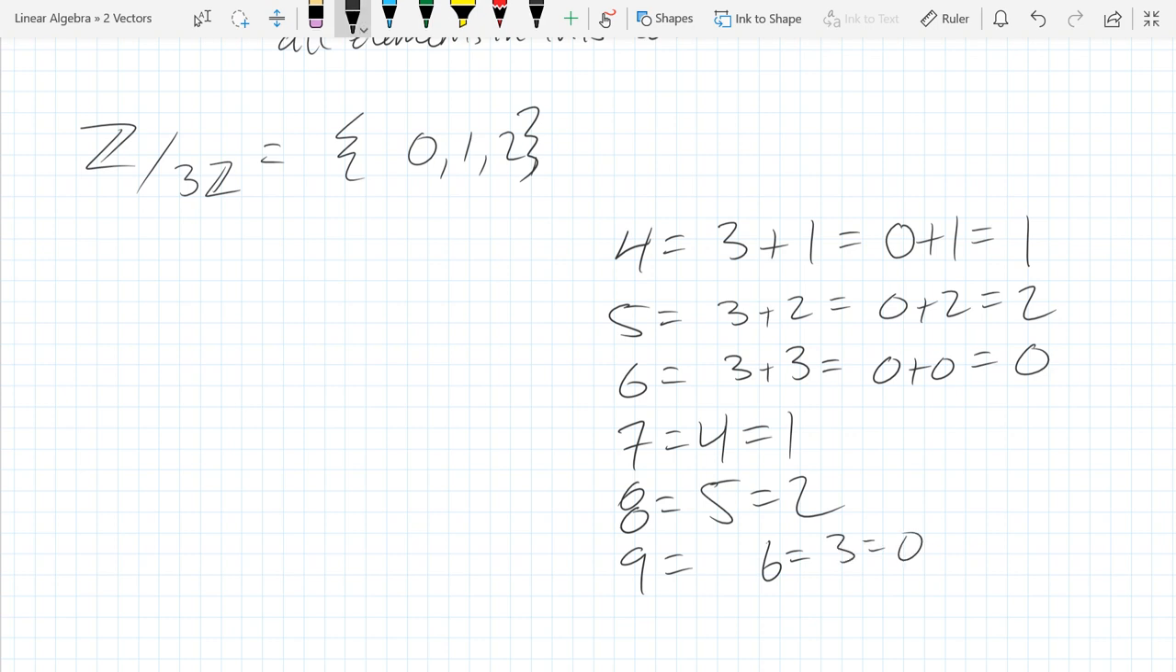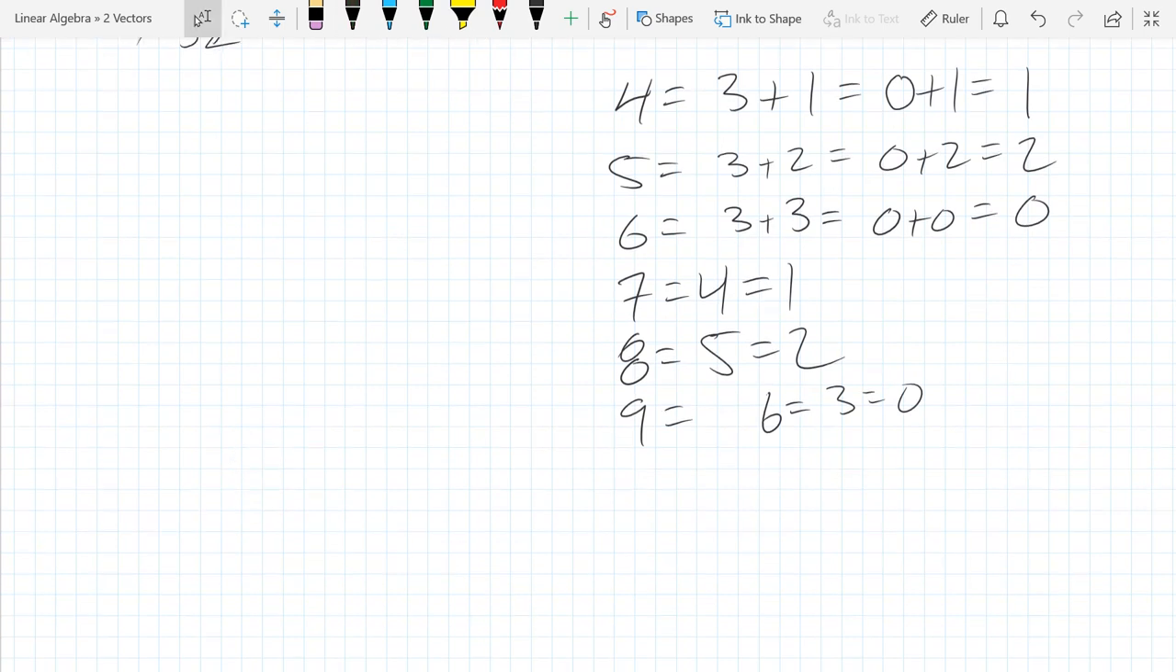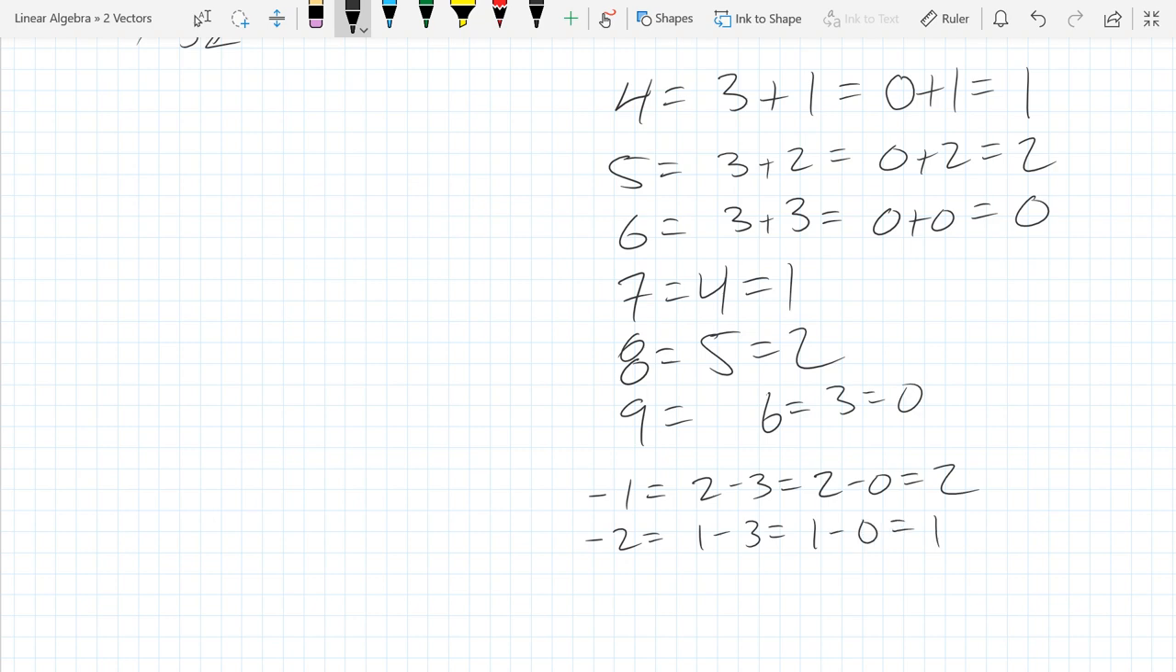All right. Let's get crazy and go with the negative numbers. So let's start with negative 1. Negative 1 will be, it's a good way to write that, 2 minus 3, which is 2 minus 0, which is 2. So negative 1 is 2. Negative 2 is 1 minus 3, and 3 is 0, so negative 2 is 1.